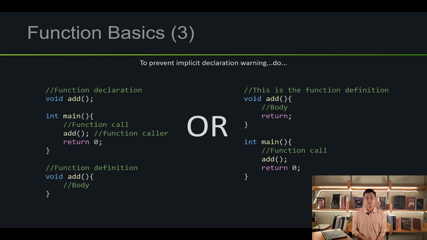Therefore, in C, to write a working function, you either need to declare the function towards the very beginning of the code, and then you write the caller function in the main function, and then you define the function below the main. Or you could do it this way. You can define the function before the caller, and then you can call the function wherever you like, but it has to be below the definition.